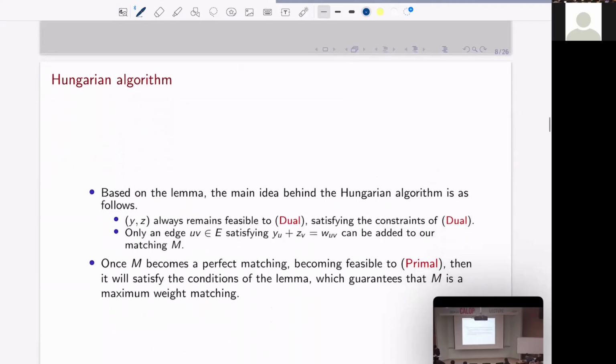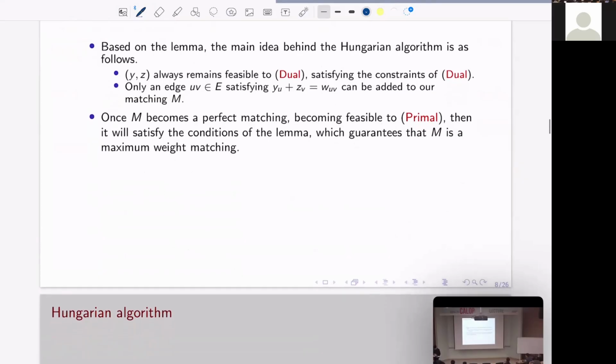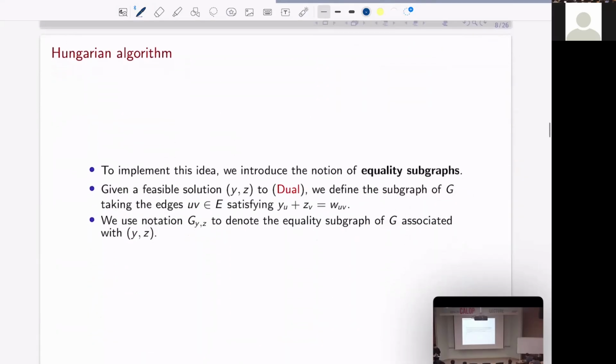So that's what I'm trying to get at. And so how do we implement that? Implement the idea of picking edges that satisfy the constraint with equality. Just to illustrate the idea, we're going to use this notion of equality subgraphs. I just ignore edges where the constraint is satisfied with strict inequality. I only keep the edges with equality. That's the equality subgraph. Okay. Any question?